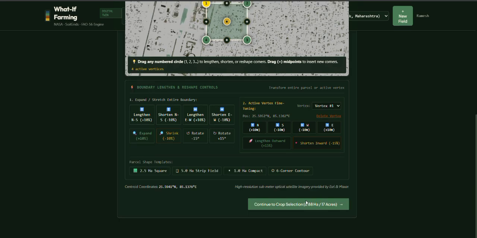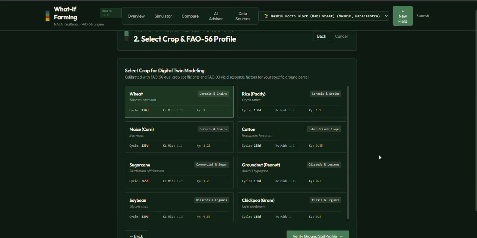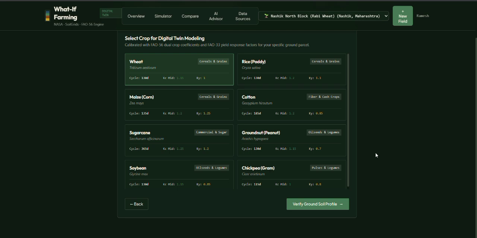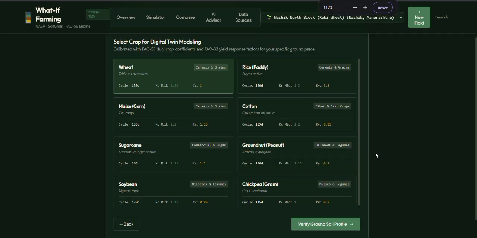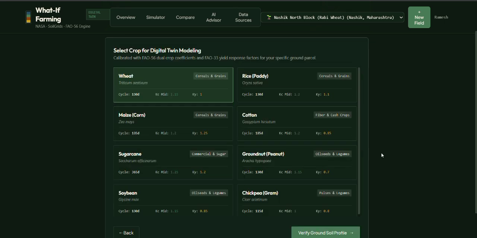Step 2. Crop selection. Each crop here isn't just a name. It's preloaded with real FAO 56 agronomic data: how long the growing cycle is, its water demand curve, and its yield sensitivity to water stress. I'll choose wheat, a 130-day cycle.